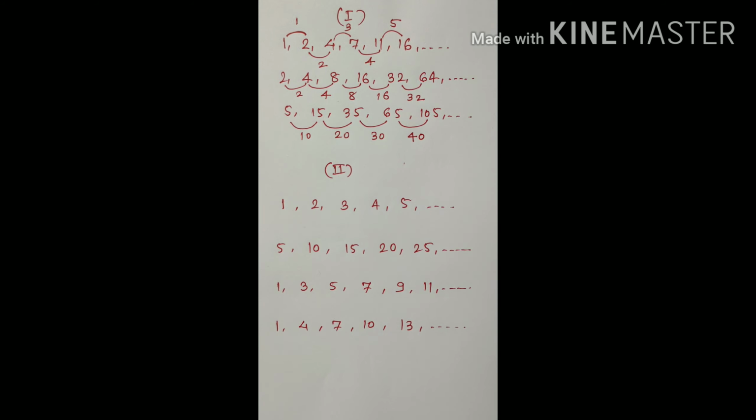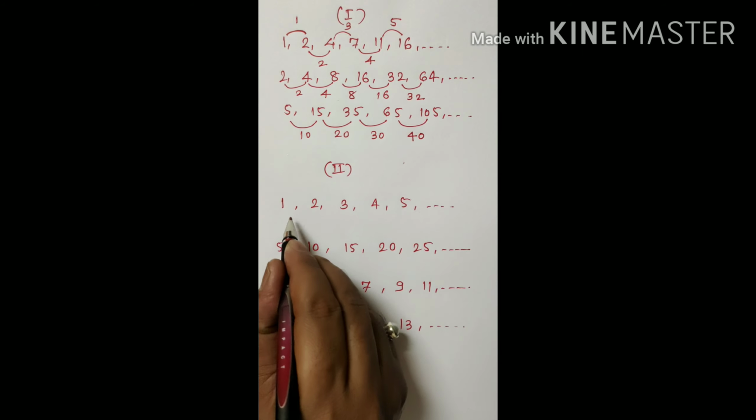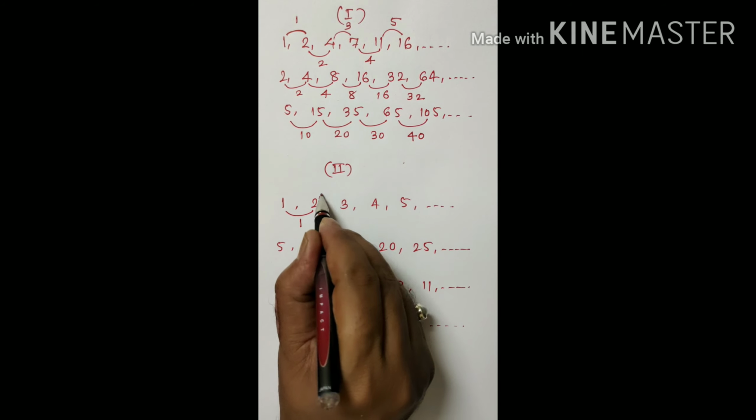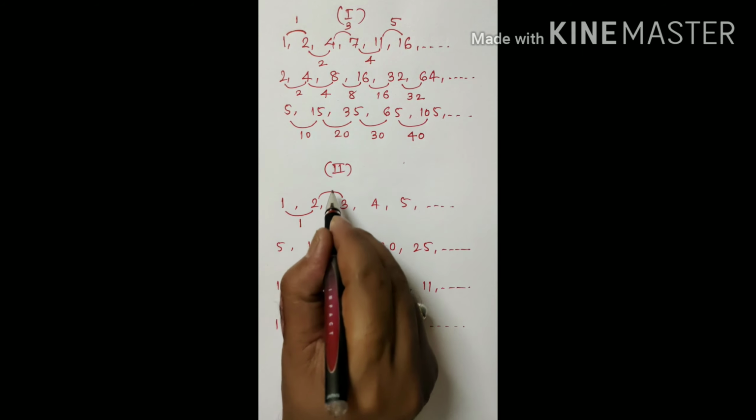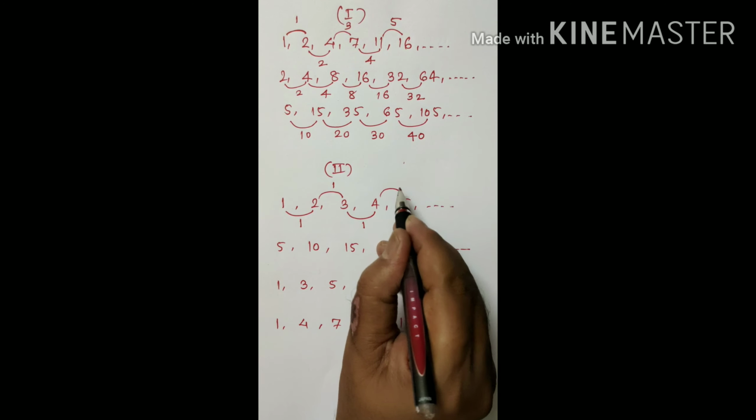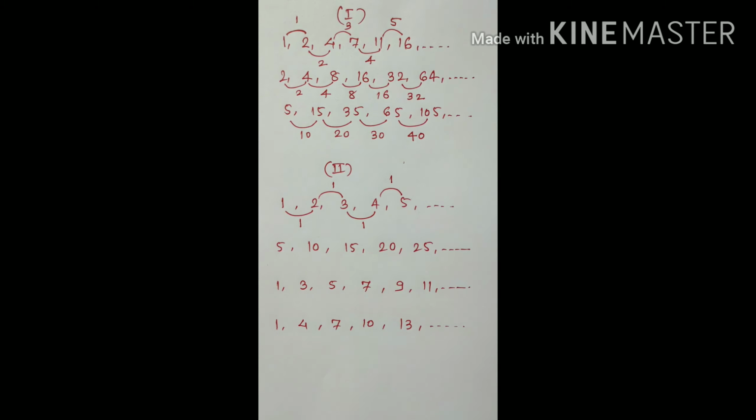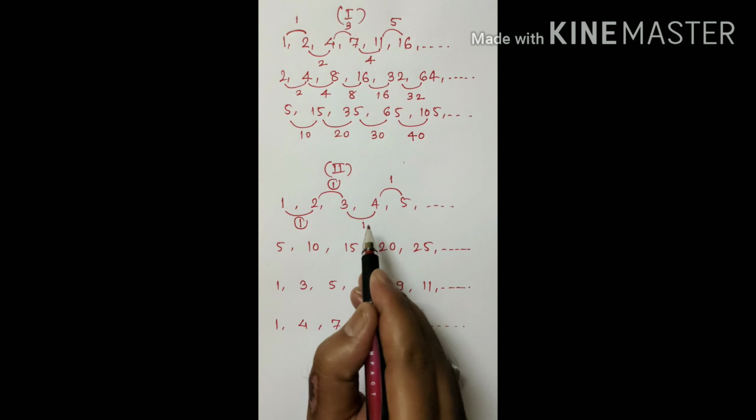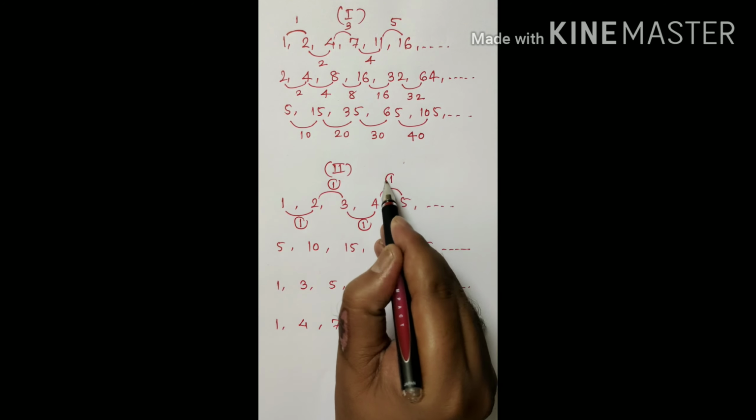Clear student? Now in the second case, when you observe student, the difference between 1 and 2 is what student? 1. The difference between 2 and 3 is what student? 1. 3 and 4, 1, and 4 and 5, 1. Clear student? So here the difference between two terms is what student? Constant, that is 1. Okay student?